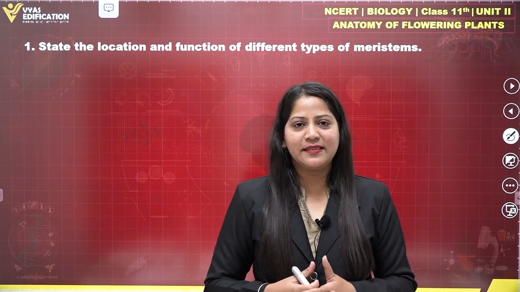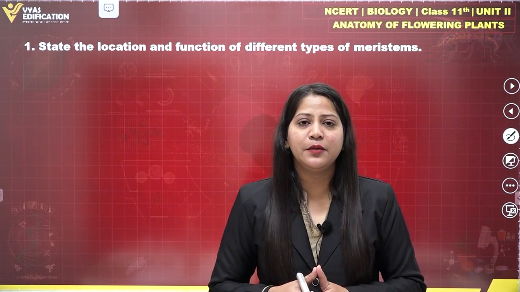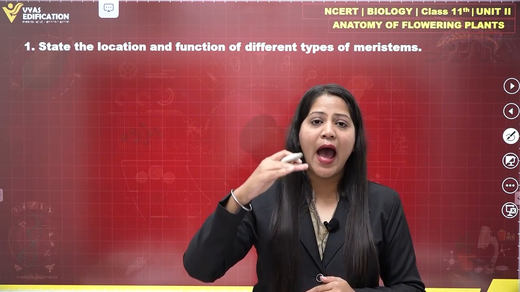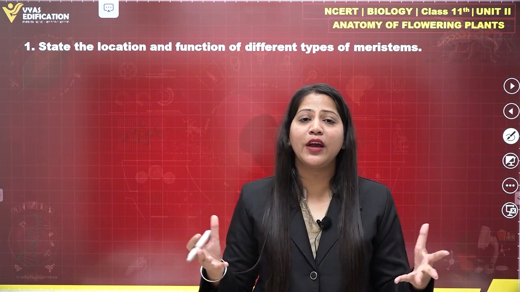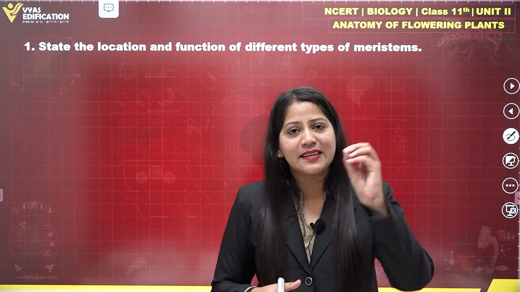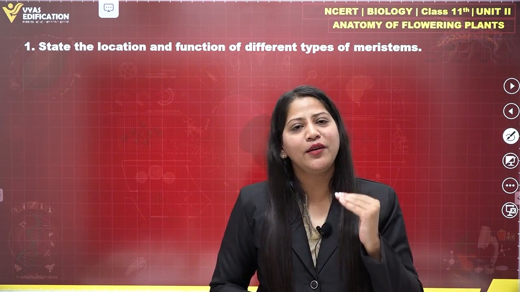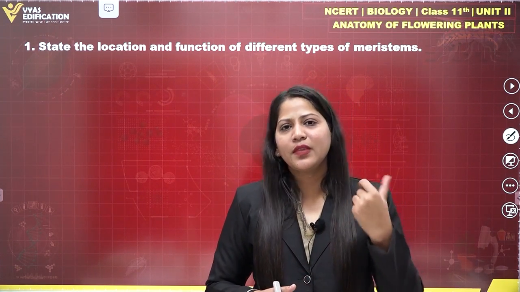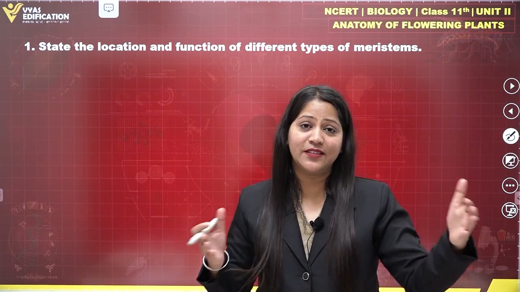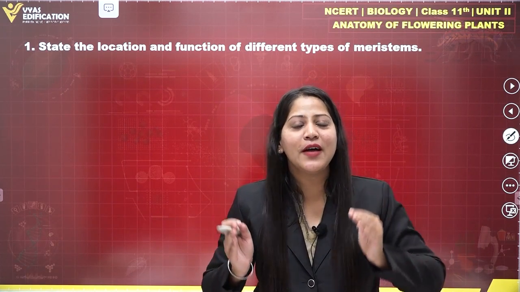Then the second type of meristem we have is intercalary meristem. Now, where is it found? Intercalary meristem is found just above and below the stem nodes and also on the leaf bases. Now what is the function of this intercalary meristem? It helps in the growth of internodes and also helps in the growth of leaves. So this is the function of intercalary meristem.